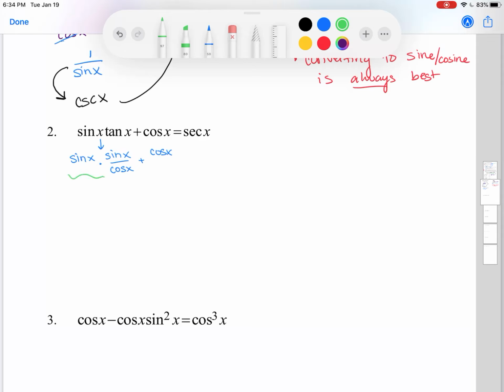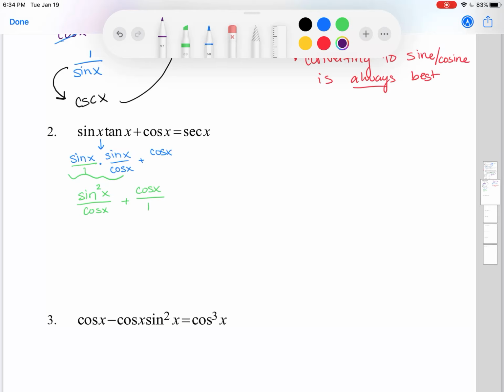So what I am going to do, or let's clean this piece up just slightly before I get there. If I have a sine x times a sine x up top, remember these are technically fractions. When I multiply fractions, I multiply numerators together, denominators together. So the sine x's are now going to become sine squared x over cosine x. And now I get to add just a regular cosine x. And if you want to make it a fraction, we'll put it over 1.